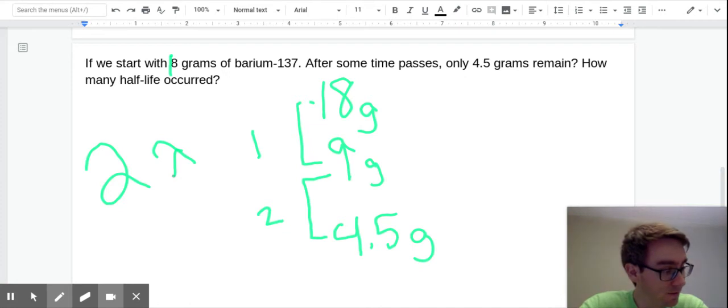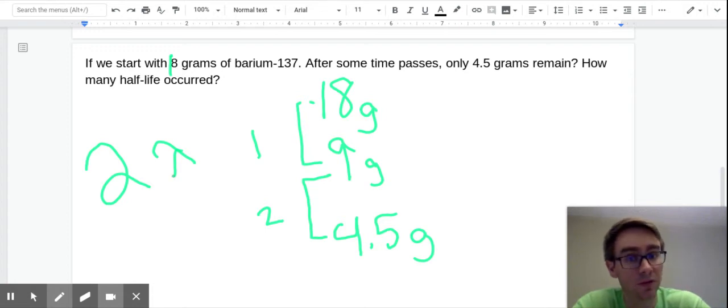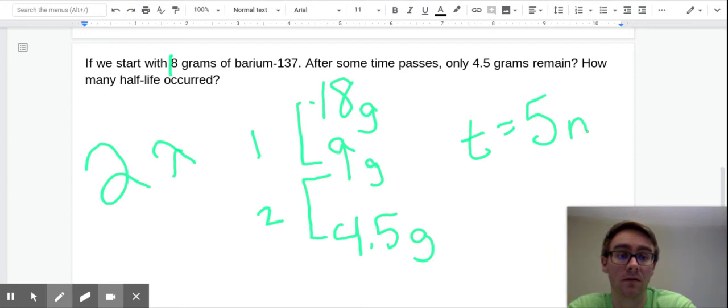The half-life of barium-137 is 2.5 minutes, which means to go from 18 grams to 4.5 grams, if we want to add into this, that means a total of 5 minutes has passed. But that's a little extra bonus there. That's not what the question was asking.